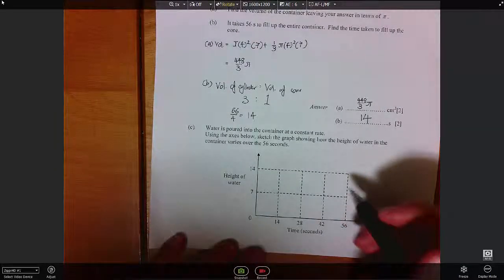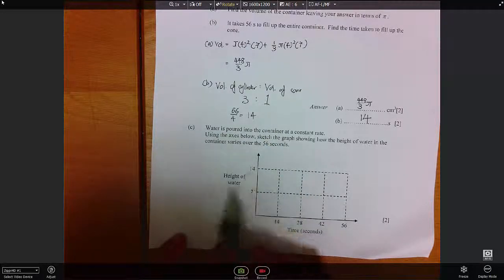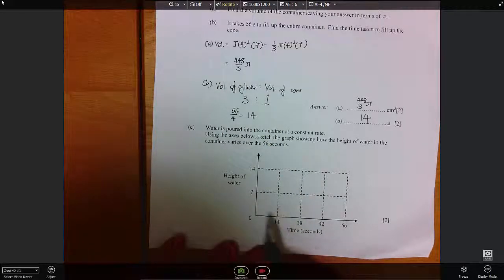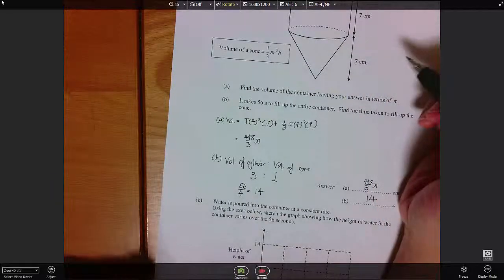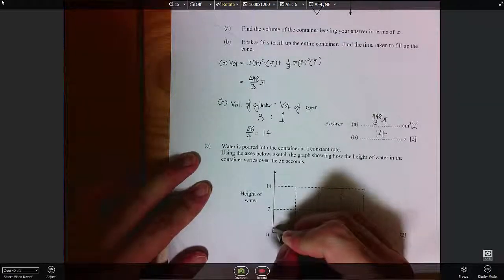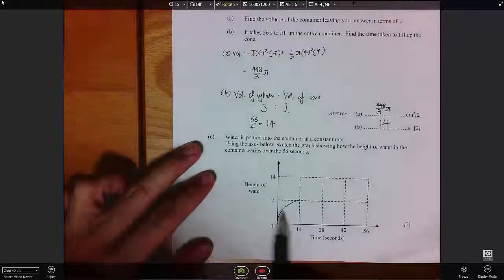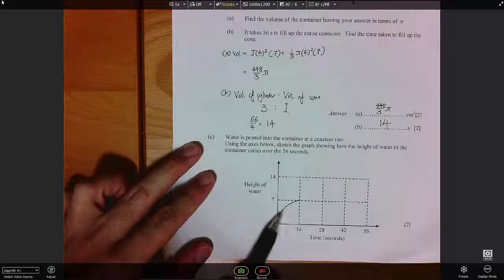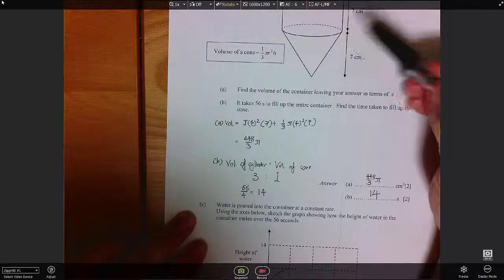Alright, and now the last part here, water is poured into the container at a constant rate. Using the axes below, sketch the height of water. Basically it will fill up the cone first. Notice the bottom of the cone is small, while the top gets bigger and bigger. So that means the height of the water will be increasing at a decreasing rate. At first the gradient will be quite steep, then it becomes more gentle because at the top part the height of the water will be increasing more slowly.